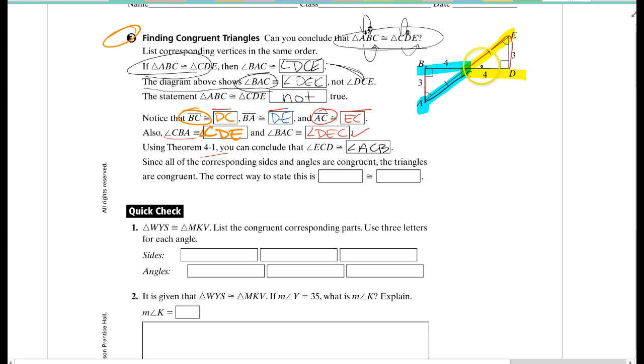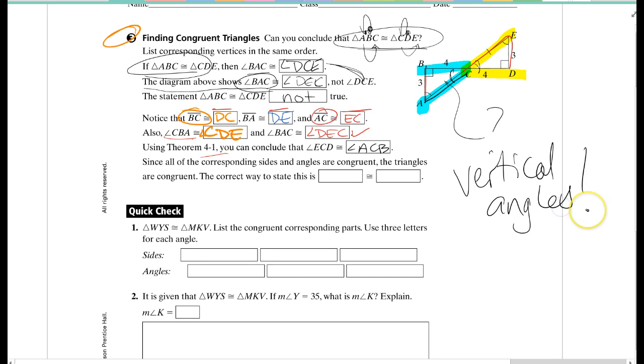And you know what else? You knew that those angles were congruent because why? They're vertical angles. You didn't even need to use the theorem to prove that. So, the correct way to list these two triangles being congruent would be triangle ABC is congruent to triangle EDC, not CDE.